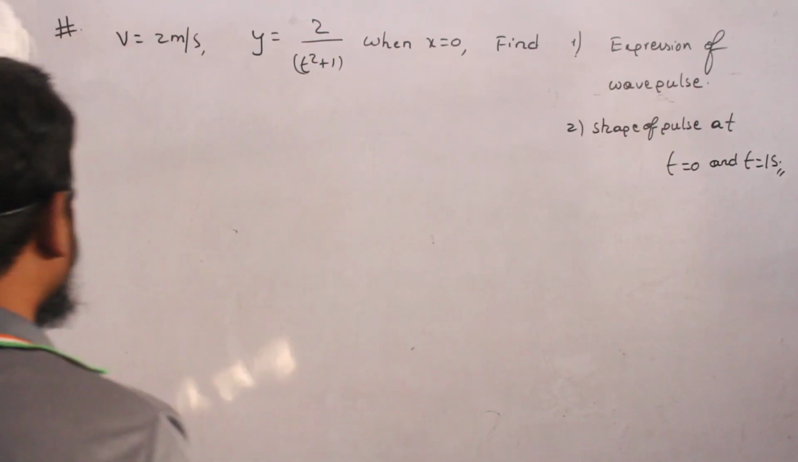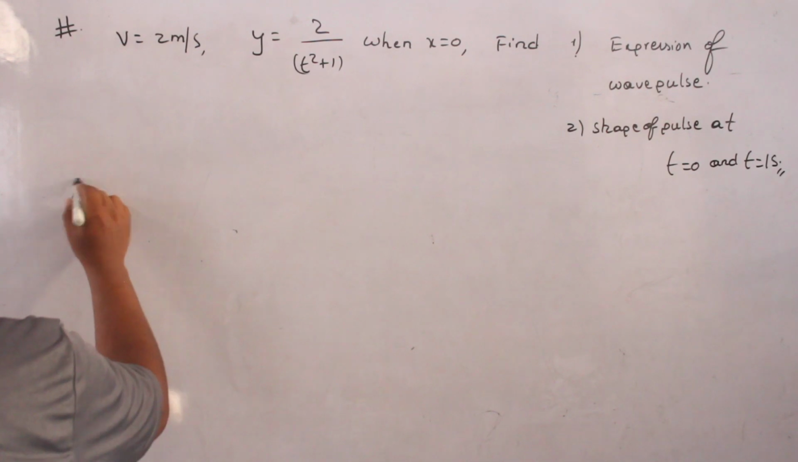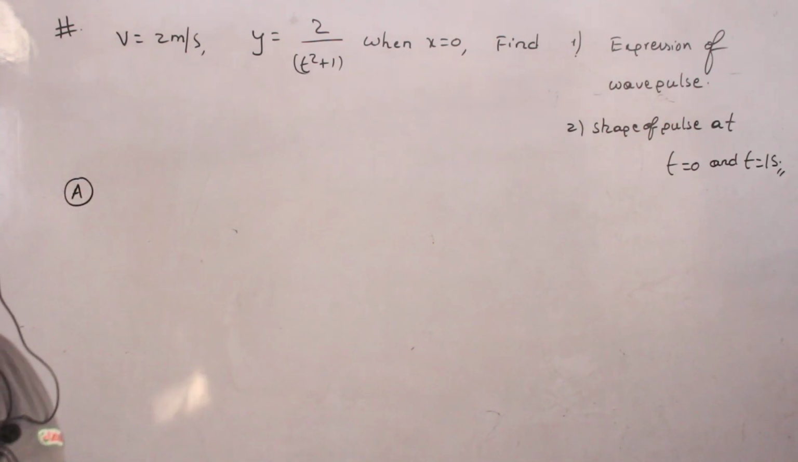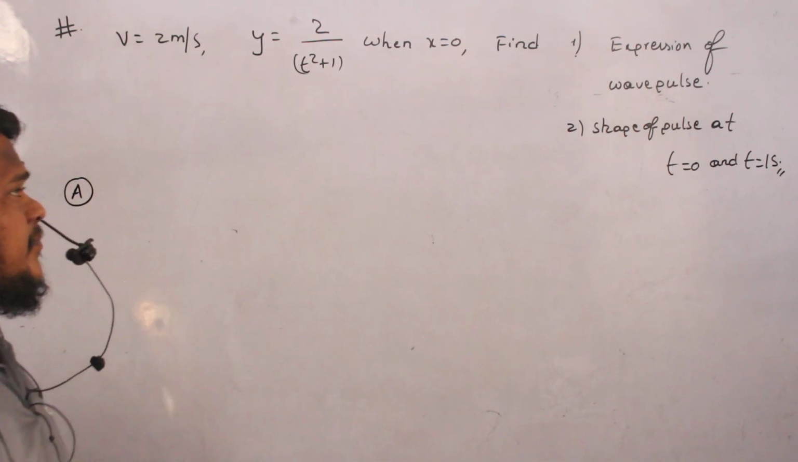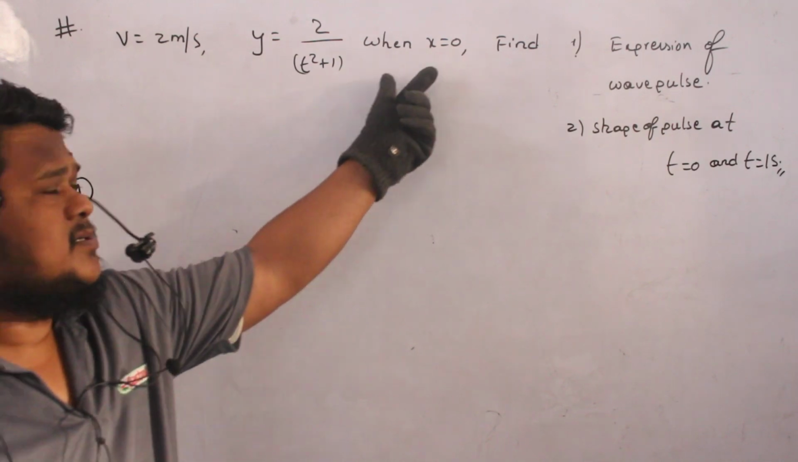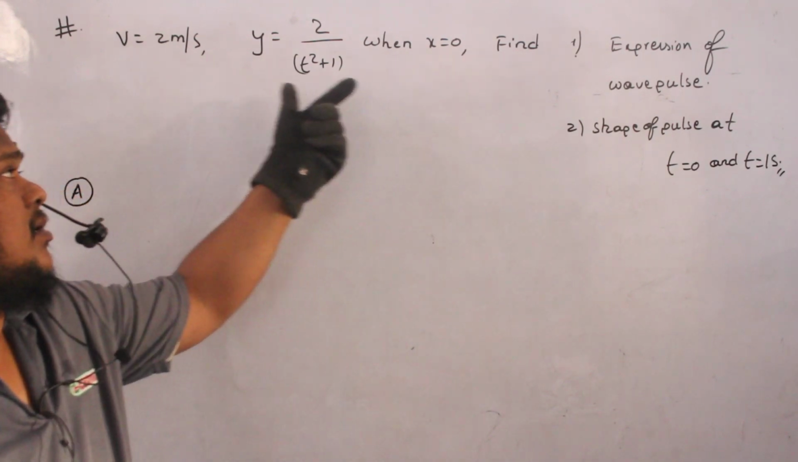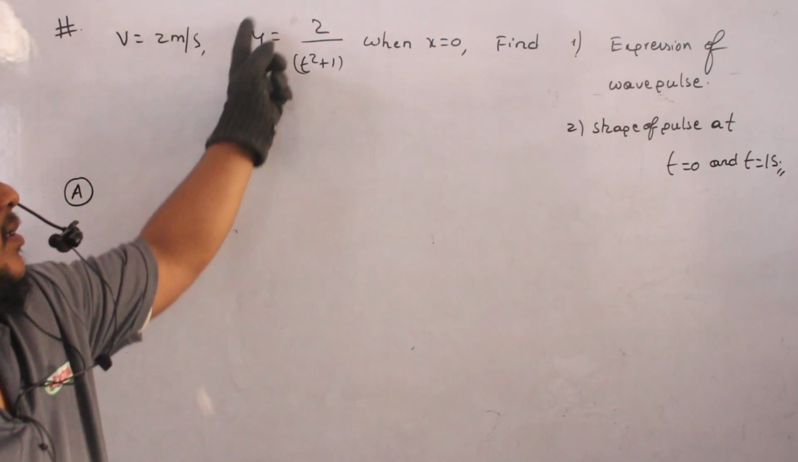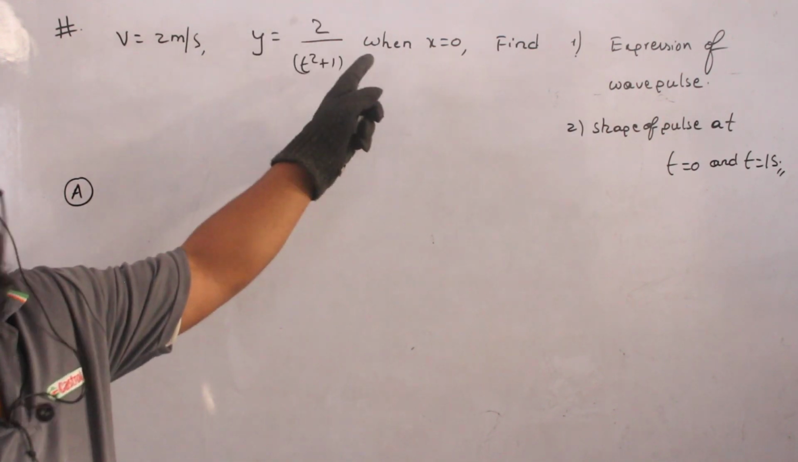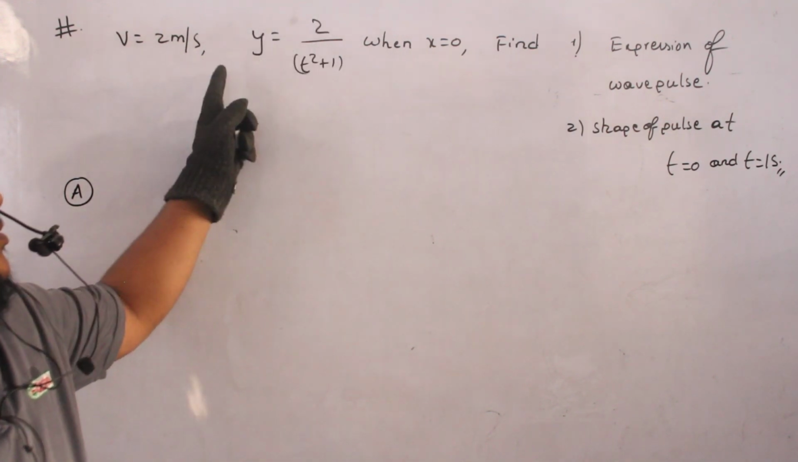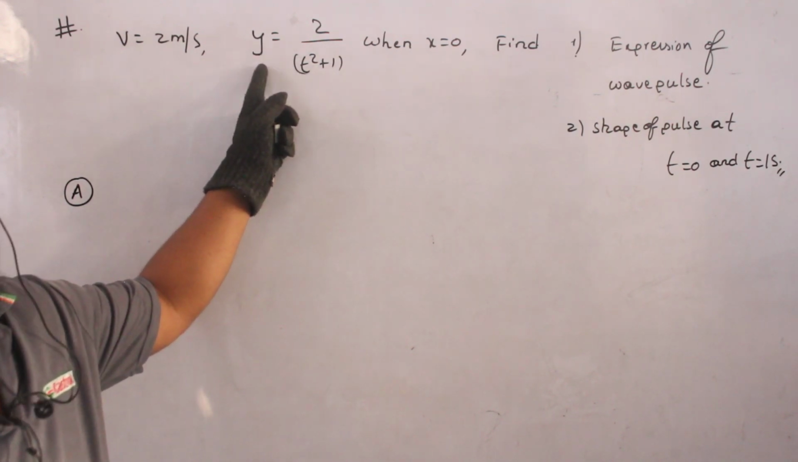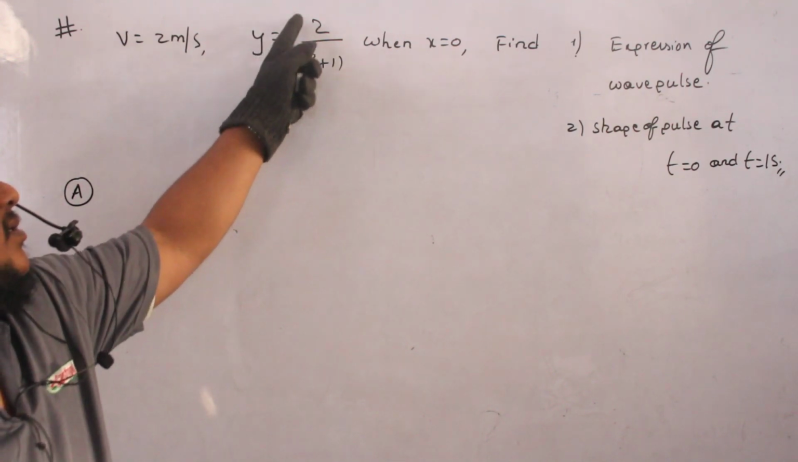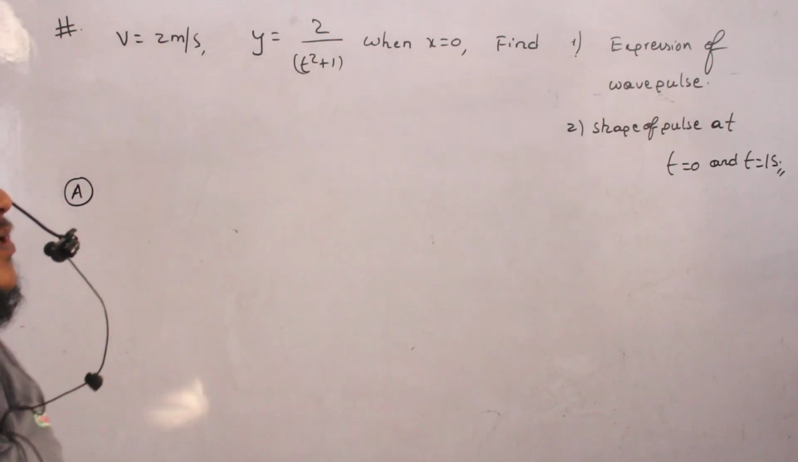Okay, so this was the question which was given in the last class. The velocity of the wave is 2 meters per second. At x equals 0, the position of the pulse is given by y equals 2 divided by t squared plus 1.